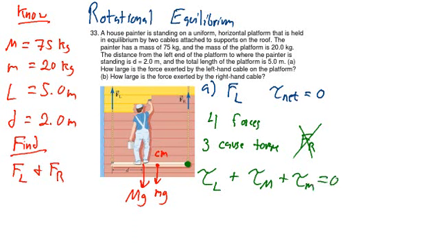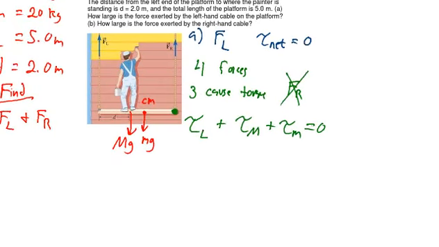And then each of those terms is going to have the form r times F times the sine of an angle. Alright, so the torque due to the rope that's on the left will be equal to F sub L multiplied by the length L, which is the distance from the pivot point to the point of application of that force, times the sine of 90 degrees. And we have to put a minus sign in front of that because that torque causes a clockwise rotation.